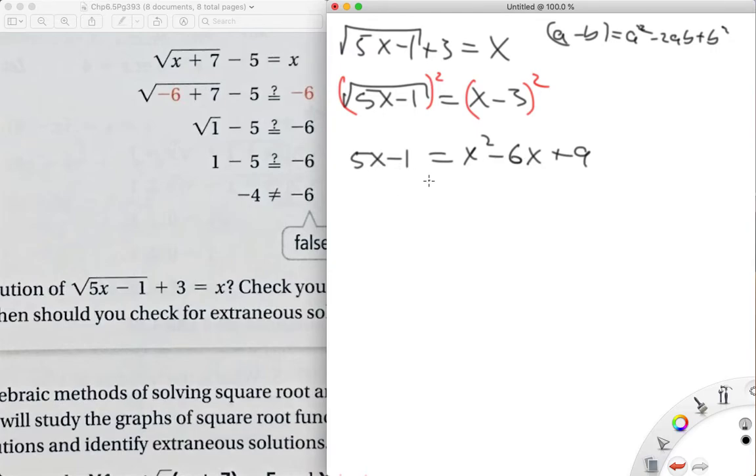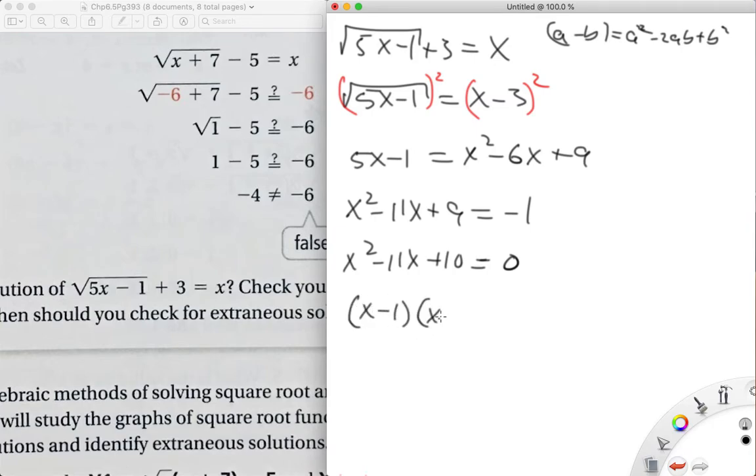Subtract 5x from both sides. I get x squared minus 11x plus 9 equals negative 1. Add 1 to both sides. I get x squared minus 11x plus 10, and that equals 0. So I've got to think of numbers that multiply to positive 10 and add to negative 11, and negative 1 and negative 10 come to mind.